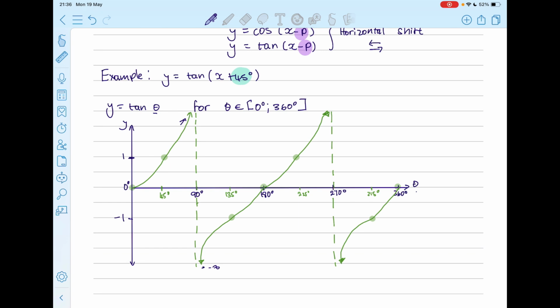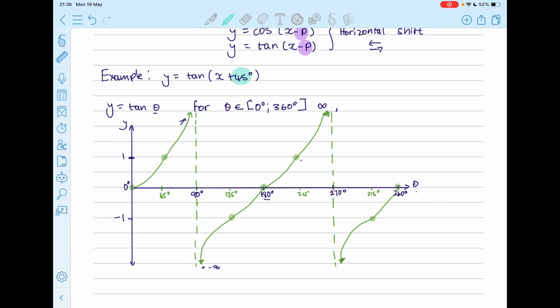And then it increases to 0 at 180 degrees. And then it increases to positive 1 at 225 degrees. And then at 270 degrees, it hits another asymptote, and we see that it just keeps increasing to positive infinity. And then the cycle continues again until we reach 360 degrees.